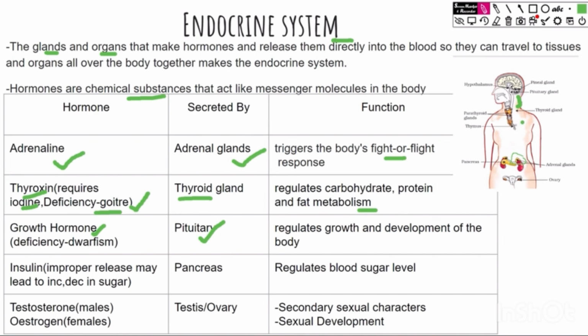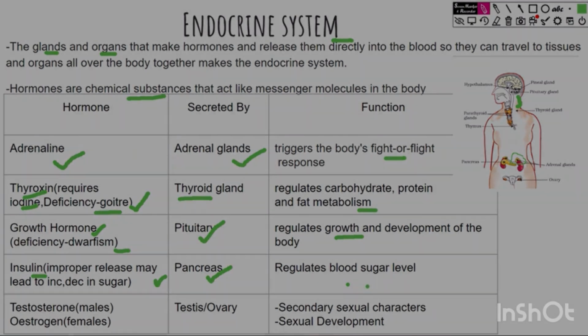Apart from controlling the actions of other glands, it also secretes the growth hormone which regulates growth and development of the body, as the name suggests. The deficiency of growth hormone results in dwarfism or short-sightedness. Next is insulin, which is released from pancreas. Pancreas, as I have told you, is a leaf-like organ which is present just below the stomach. Here it is present just below the stomach. So pancreas releases insulin which controls the blood sugar levels in our body.